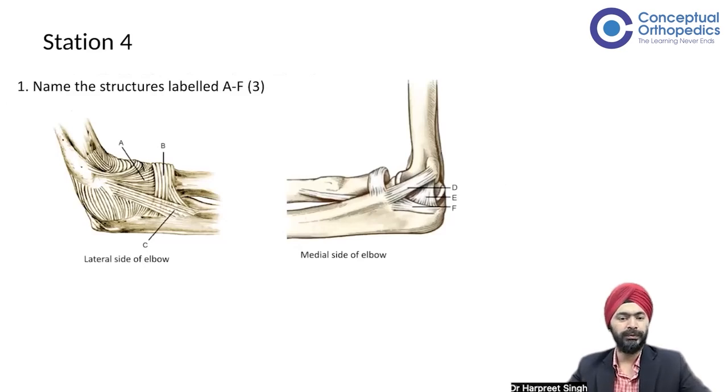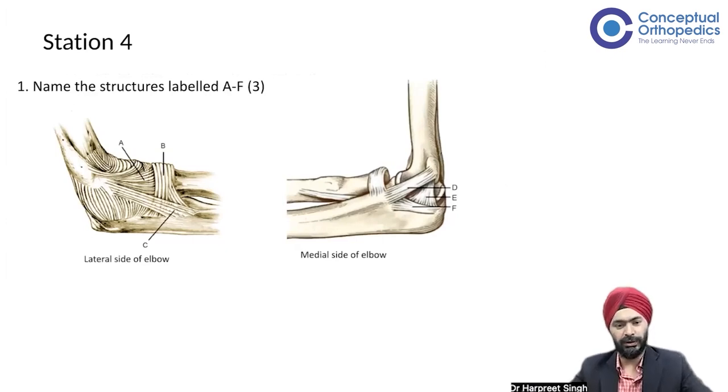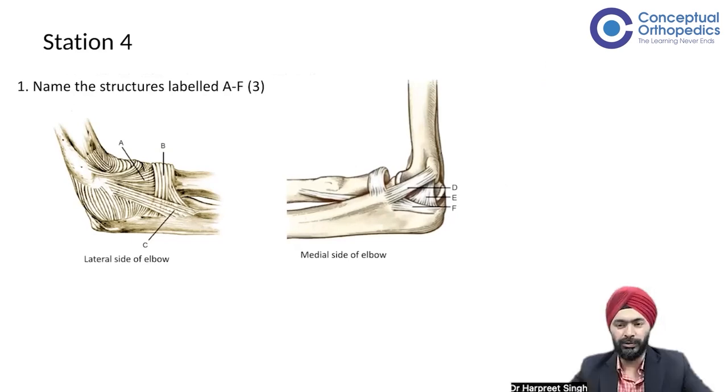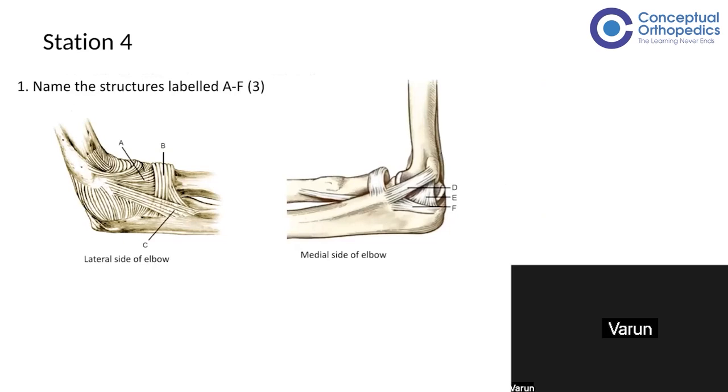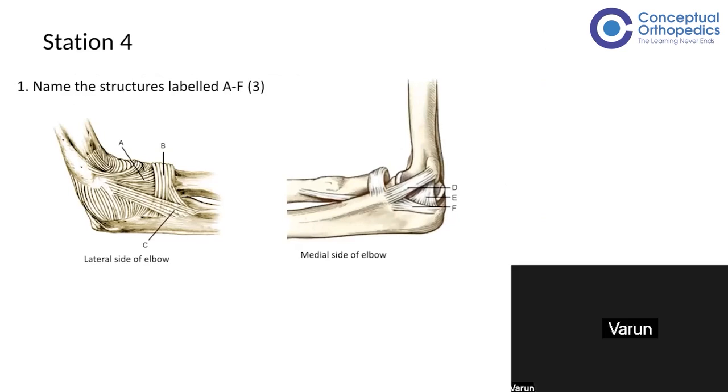This is an easy one. I'll start with A. It was labeled A to F. So this is easy. Please, no one answer in the chat box, let Dr. Varun answer only. You can start with E, whatever, A to F, whatever you want. B is the annular ligament.